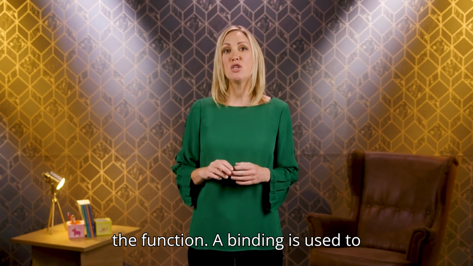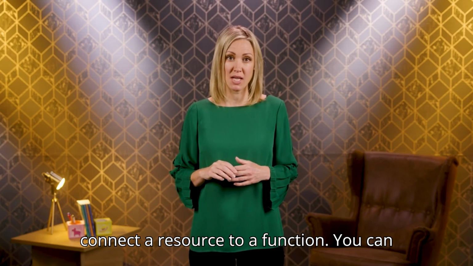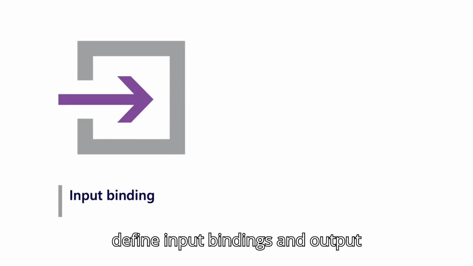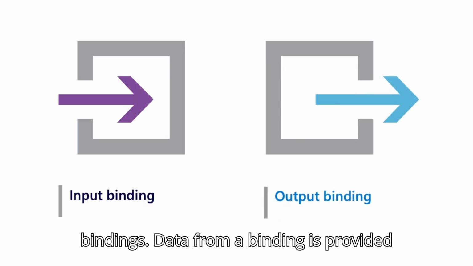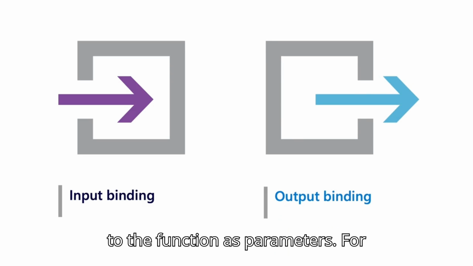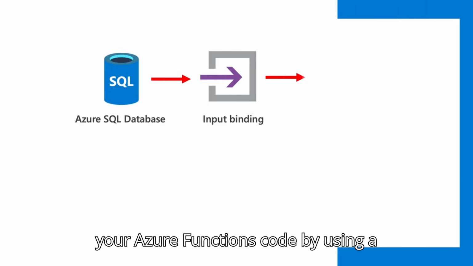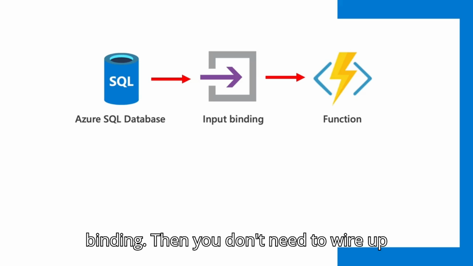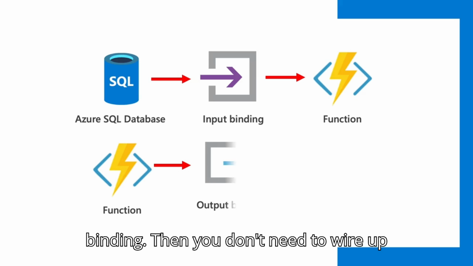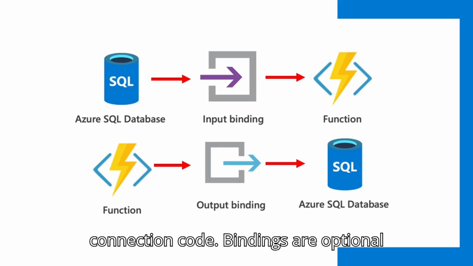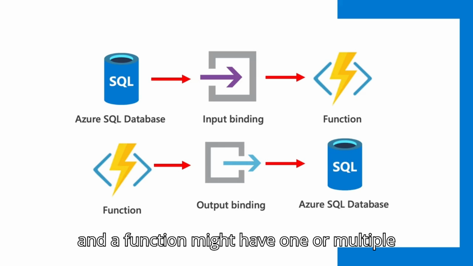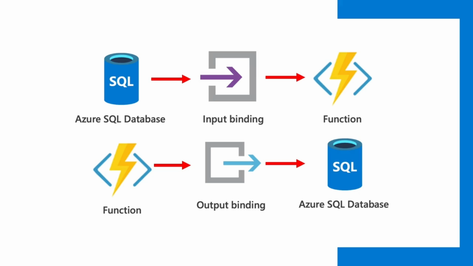A binding is used to connect a resource to a function. You can define input bindings and output bindings. Data from a binding is provided to the function as parameters. For example, you can connect a database to your Azure Functions code by using a binding. Then you don't need to wire up the database to the function with any connection code. Bindings are optional, and a function might have one or multiple input and/or output bindings.